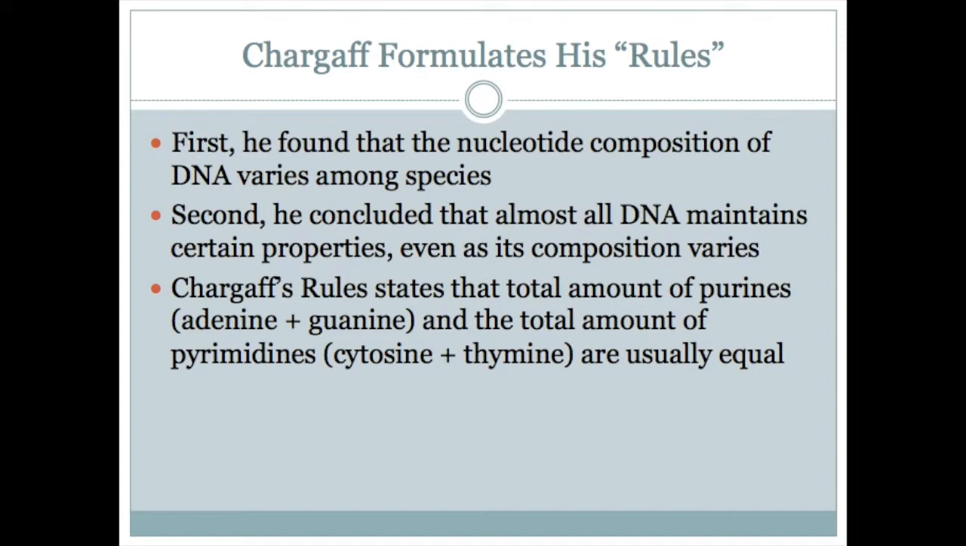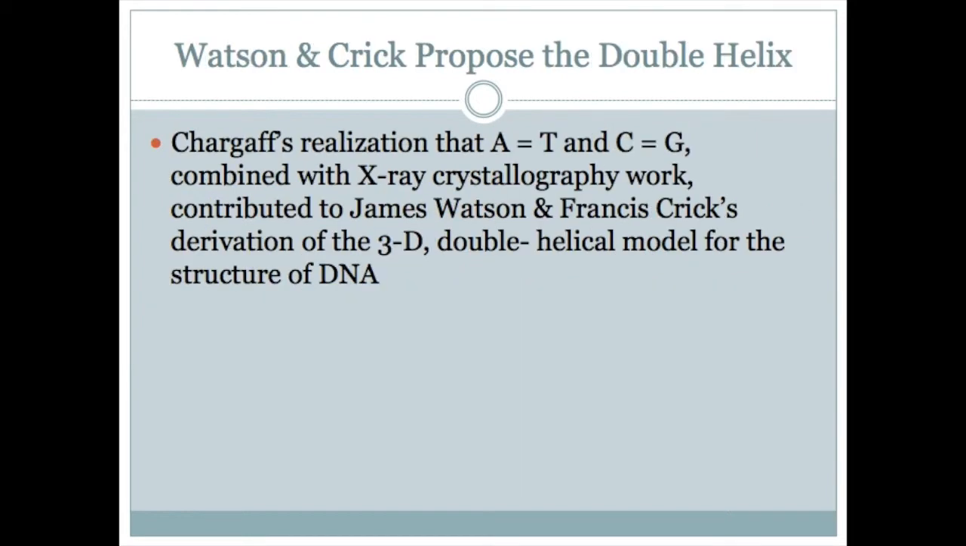First, he found that the nucleotide composition of DNA varies among species, and second, he concluded that almost all DNA maintains certain properties, even as its composition varies. Chargaff's rules state that the total amount of purines, adenine and guanine, and the total amount of pyrimidines, cytosine and thymine, are usually equal. Chargaff's realization that adenine binds to thymine and cytosine binds to guanine, combined with X-ray crystallography work, contributed to James Watson and Francis Crick's derivation of the three-dimensional double helical model for the structure of DNA.